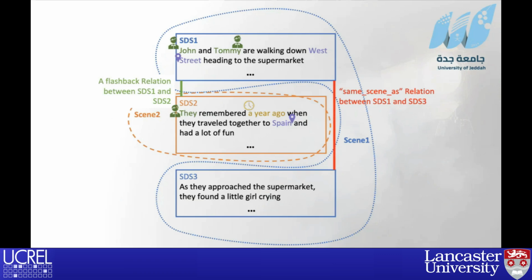So the first part: John and Tommy are walking down West Street heading to the supermarket. Here we have a set of characters, John and Tommy, tagged as characters. We have West Street, so here we have a location. So this can be annotated as the first SDS. This is SDS1.